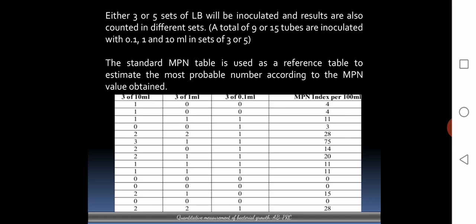And using this value, we can correlate the actual number of cells, or the most probable number, present in the sample. This is obtained by using an MPN index, or MPN table, right? The MPN table is a standardized table. From there you can obtain the MPN index.